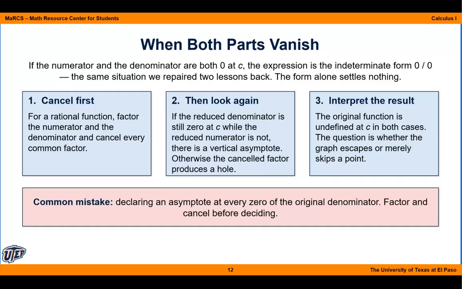The key question is whether the nearby graph escapes without bound or merely skips one point. The common mistake is declaring an asymptote at every 0 of the original denominator. Always factor and cancel before deciding.